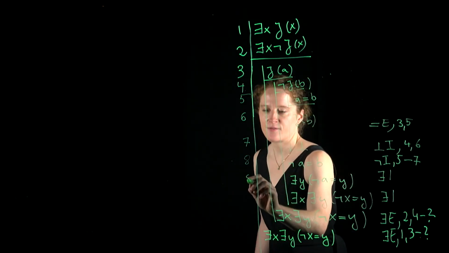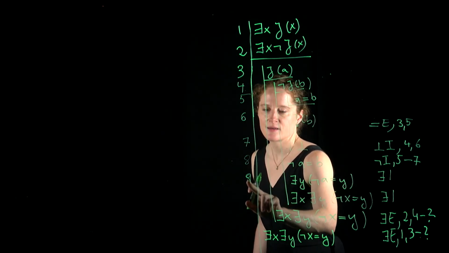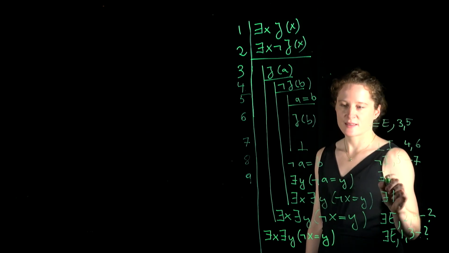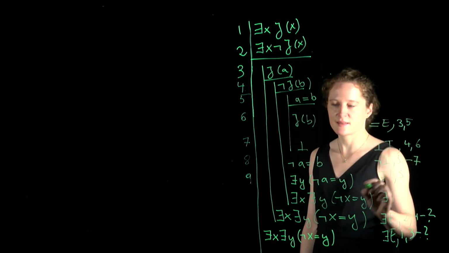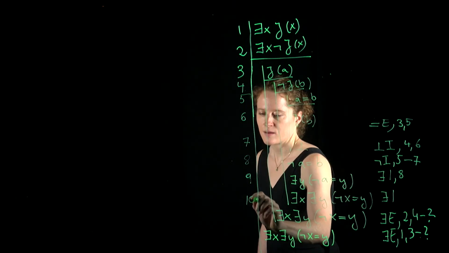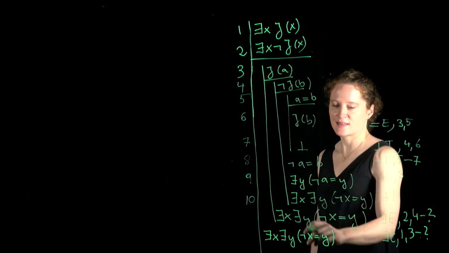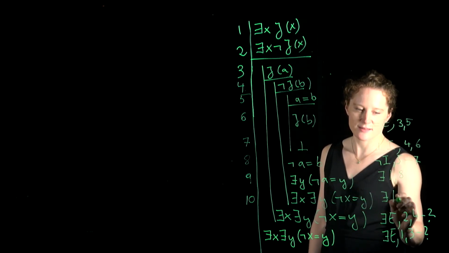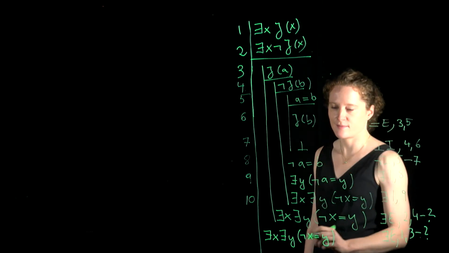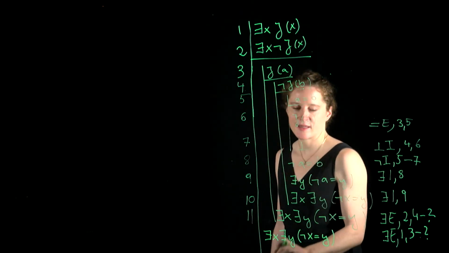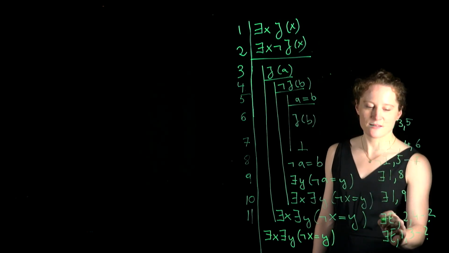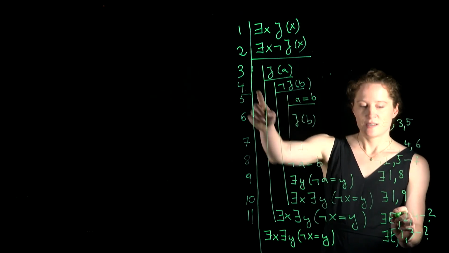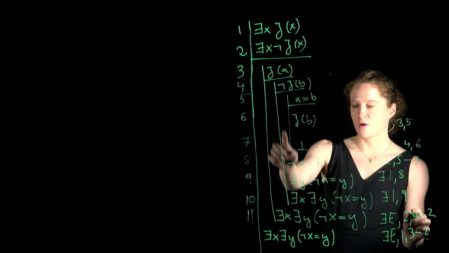And then I can infer that there is a y such that A is not identical to y using existential introduction applied to line 8. And I can infer that there is an x and there is a y such that x is not identical to y using existential introduction applied to line 9. And now I can infer the same sentence once again using existential elimination applied to line 2 and the subproof from line 4 to line 10.